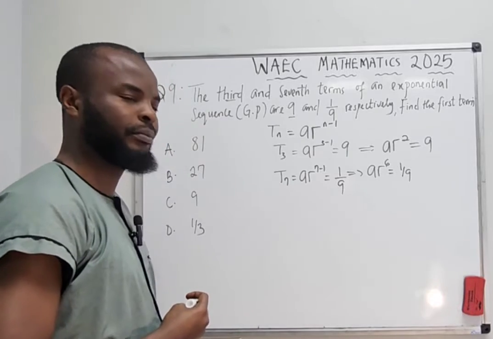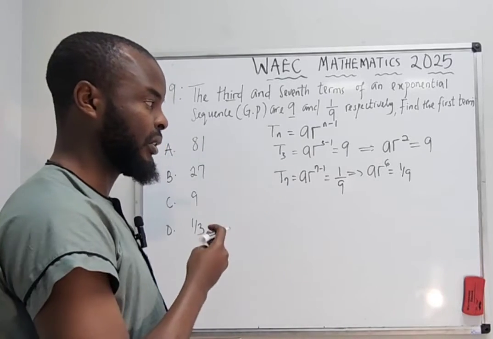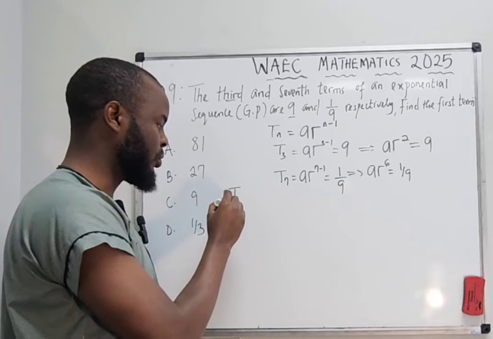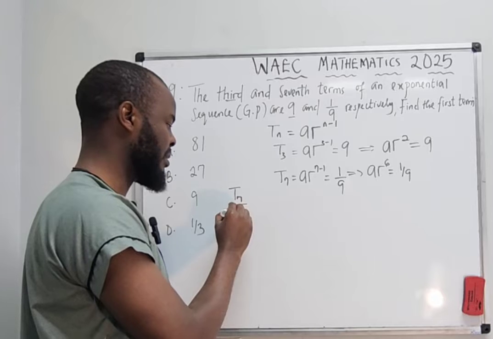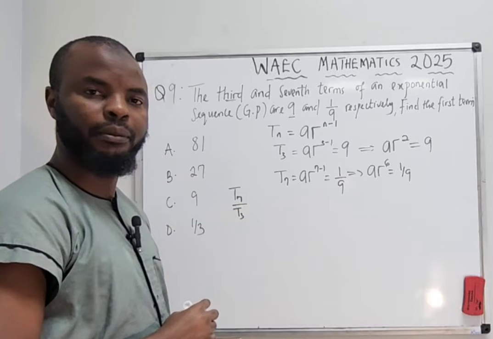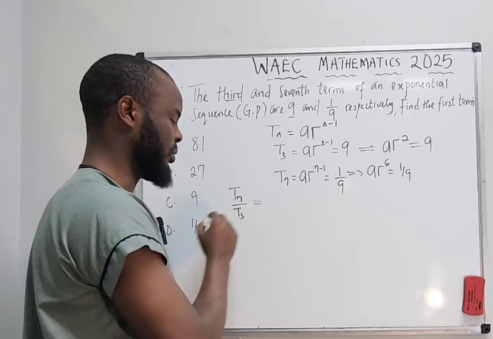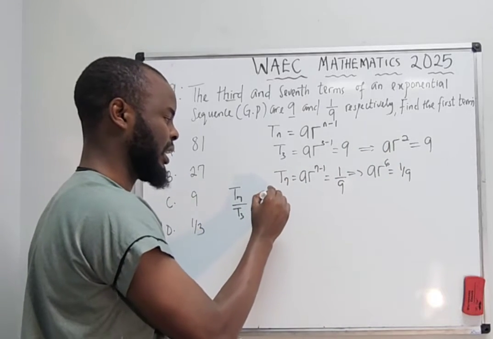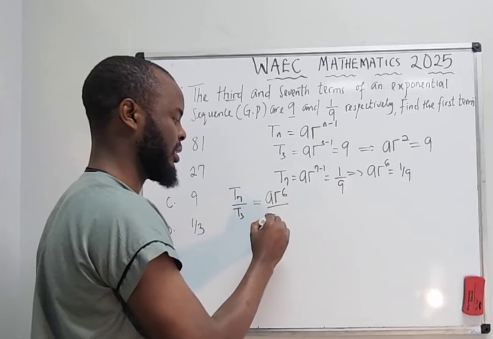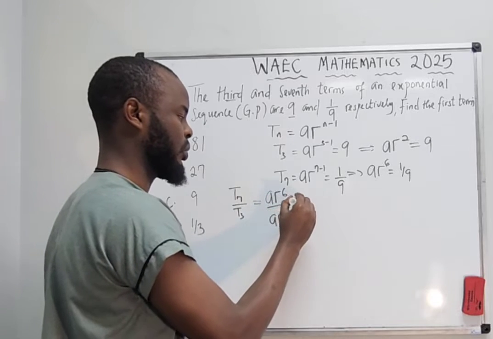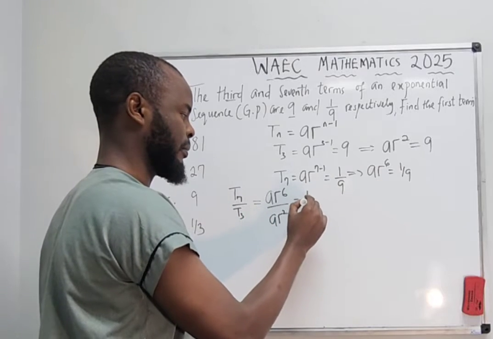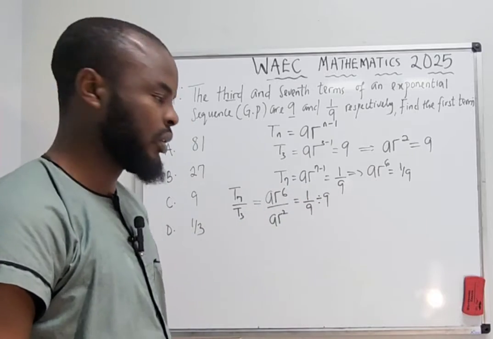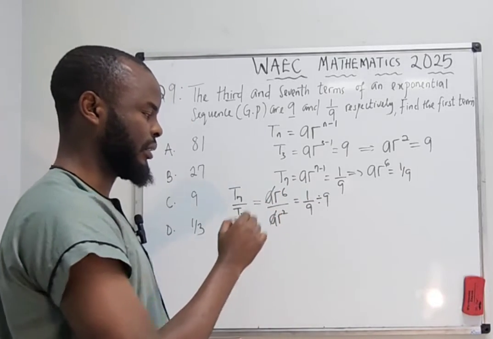Now, to get the first term, the first thing you have to do is to get the common ratio. Then you can plug that in to get the first term. So let's use T7 divided by T3, because we are working with ratios. Our T7 is a r to the power of 6, and T3 is a r to the power of 2. This is 1/9 divided by 9. So now a cancels out a.